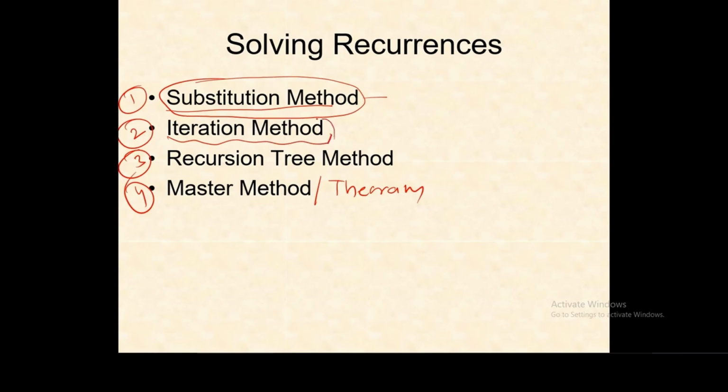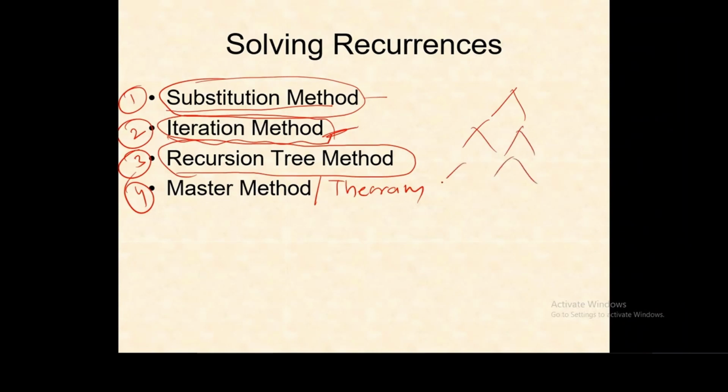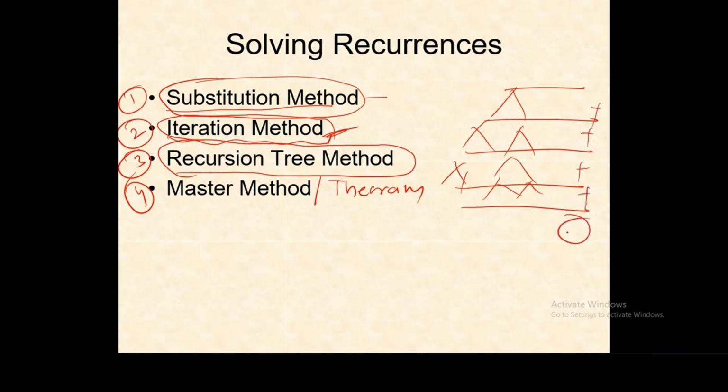In this method, we simply expand the recurrence for other values of n, form a series or sequence of operations, and by viewing that particular series, we find out the time complexity. The third one is the recursion tree method. In the recursion tree method, we solve the recurrence relation in the form of a tree, and after expanding it, we sum the cost at each level, and finally do the summation of all level costs.